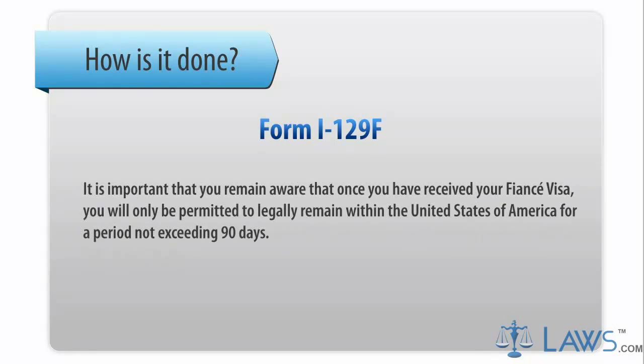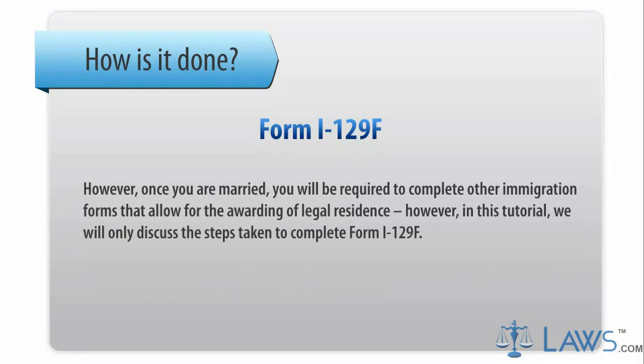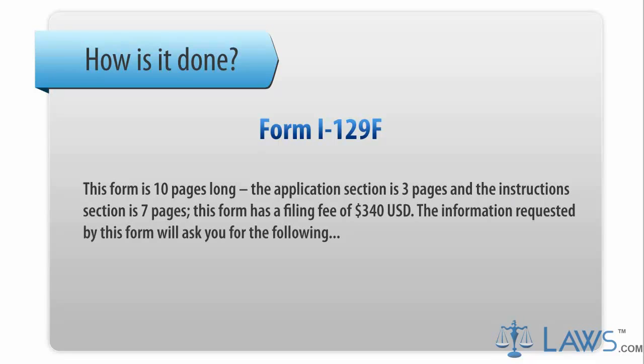Before we get started, it is important that you remain aware that once you have received your Fiance visa, you will only be permitted to legally remain within the United States of America for a period not exceeding 90 days. Unmarried non-citizens remaining in the United States after 90 days' time on a Fiance visa may be charged with immigration fraud. However, once you are married, you will be required to complete other immigration forms that allow for the awarding of legal residence. However, in this tutorial, we will only discuss the steps taken to complete Form I-129F. Now, let's get started with completing Form I-129F.